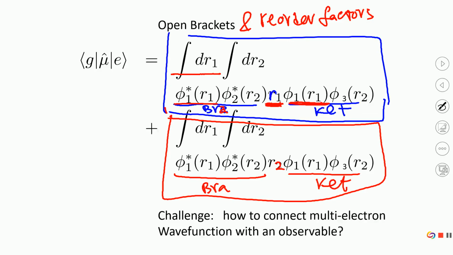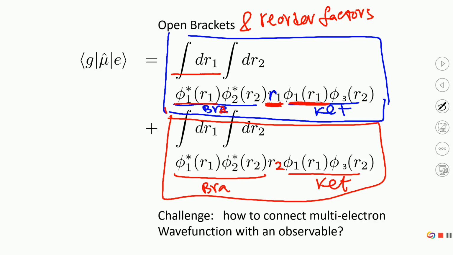What can we tell about these terms? In here, we can identify immediately that integration over R2 will involve orbital 2 and orbital 3, right? And orbital 2 and orbital 3 are orthogonal. Therefore, this term will be completely disabled. It will be multiplied by a factor of 0.